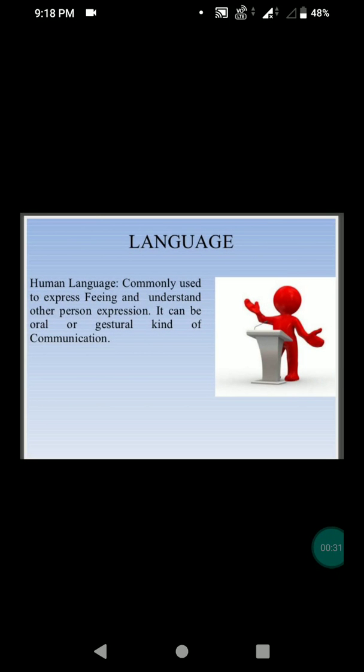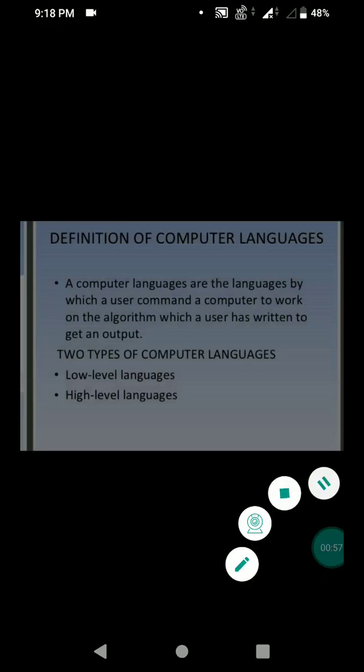What is a language? A language is commonly a medium through which we express our feelings or views to another person. We all communicate with each other in one language or another, like sometimes in English, sometimes Hindi, or some other language, or sometimes the sign language we use. So when we want to express our feelings, we use languages.